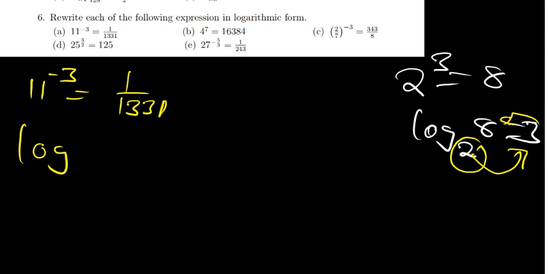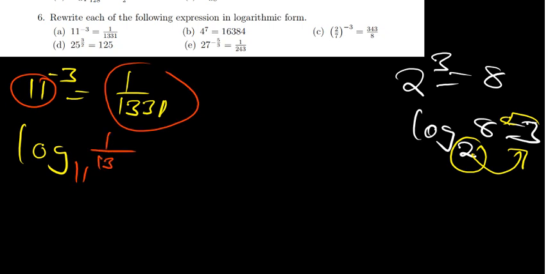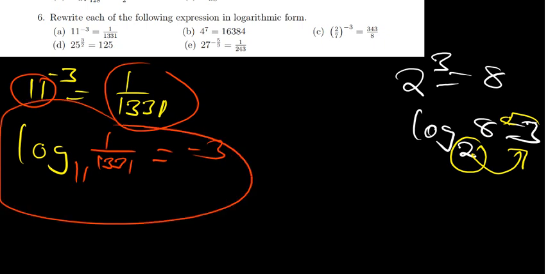is equal to 8. Now I have got the first one here, part A, which is 11 raised to the power negative 3 is equal to 1 over 1331. Meaning I'm going to say log, what I have here is my base. Then this is what is inside. So it's going to be log base 11 of 1 over 1331 is equal to negative 3. Now I've come out from exponential to log.